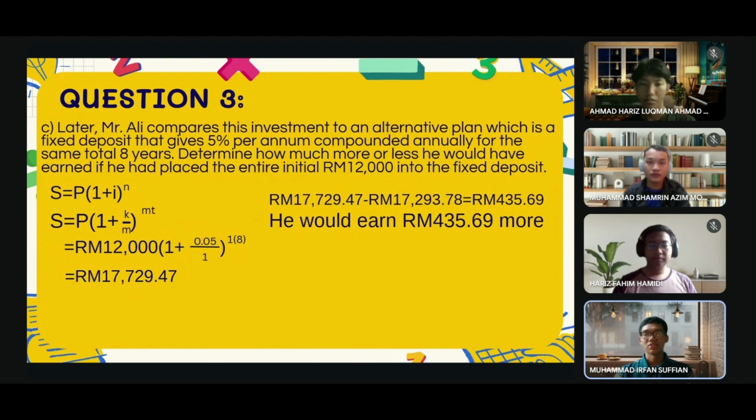Then we will subtract his initial plan, which will become 17,729 ringgit and 47 cents minus 17,293 ringgit and 78 cents, which will become 435 ringgit and 69 cents. So overall, he will earn 485 ringgit and 69 cents.